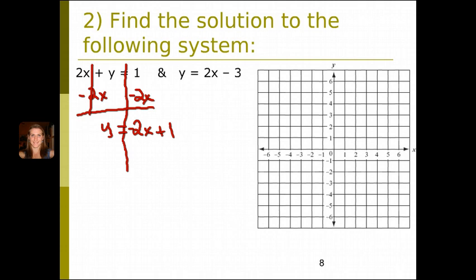So to graph the line, we start by plotting our y-intercept at 1, and we go down 2 over 1, and we are going to graph this line. Our second line should start at -3, and you're going up 2 over 1. So our second graph is in blue.